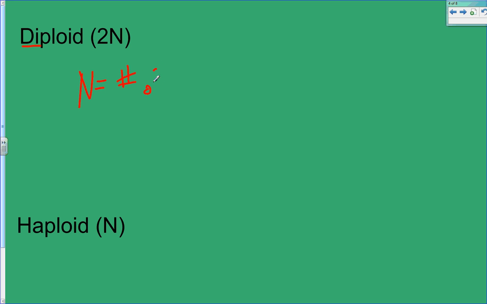So, for example, humans, let me finish writing this here. Humans have 46 total chromosomes, but we have 23 types or 23 pairs. So for humans, our n number equals 23. Now, n number can be different for different species. For example, there's some that have over 100 different types of chromosomes. There's some that only have 7. I think Drosophila, which is a fly, might have 7. I'd have to look that up. But the number of types of chromosomes they have can be different for each species.